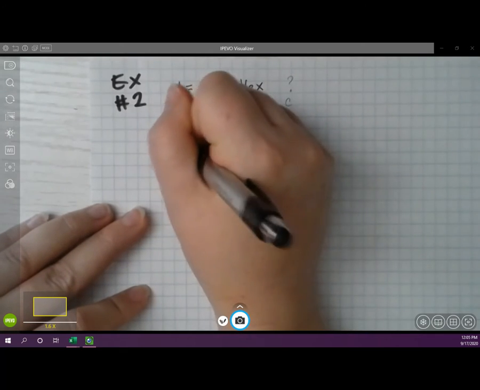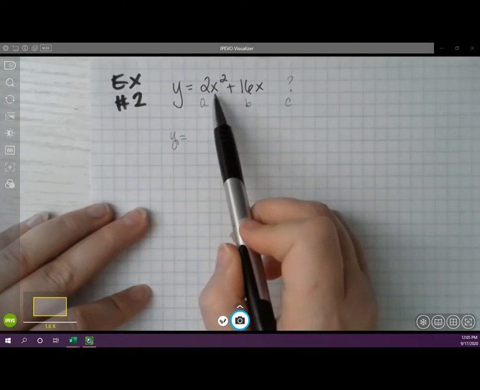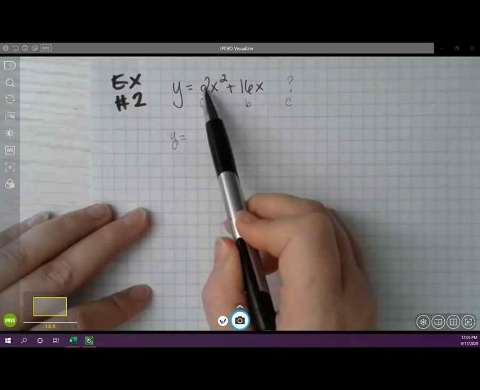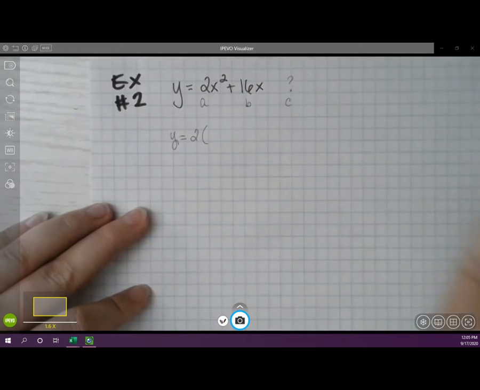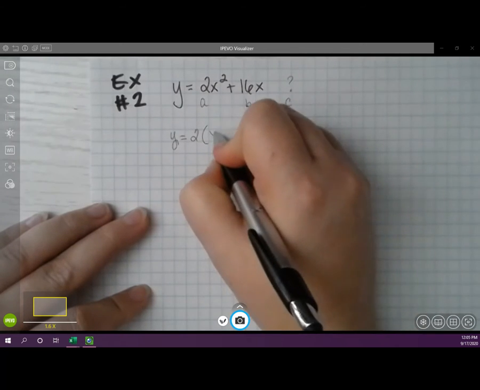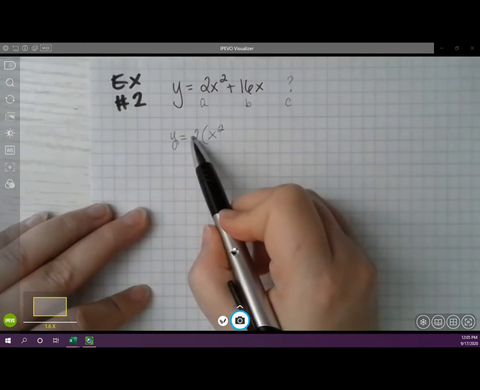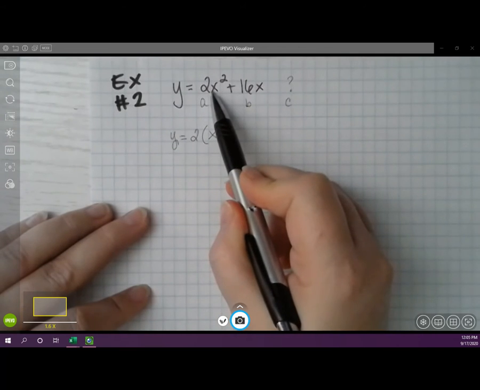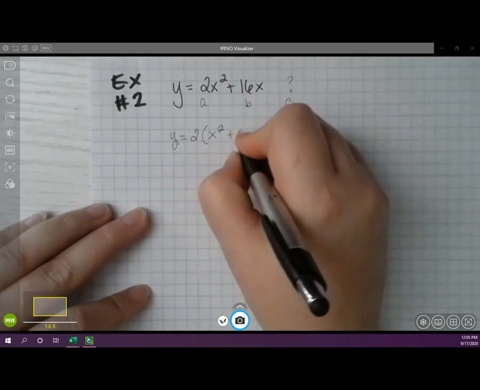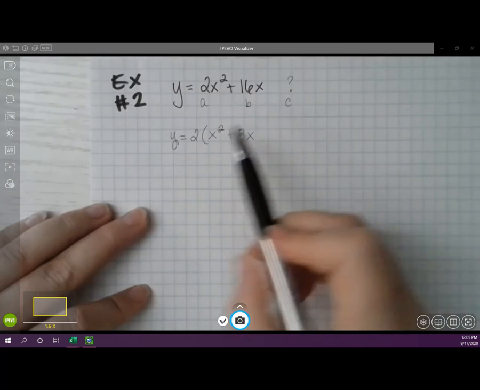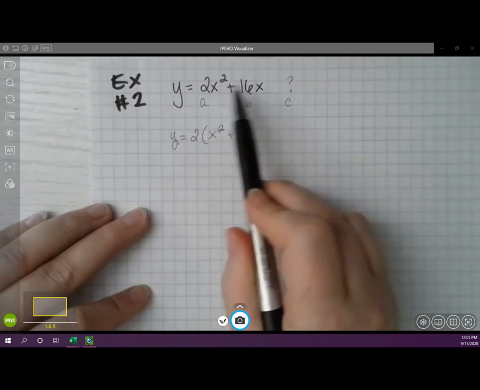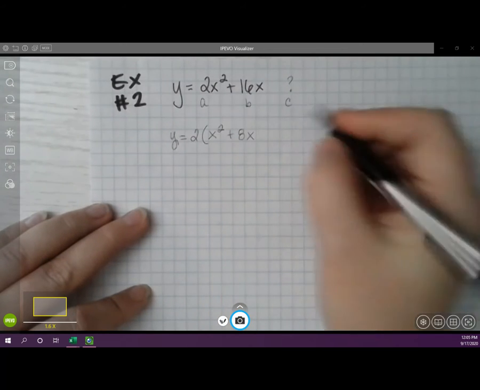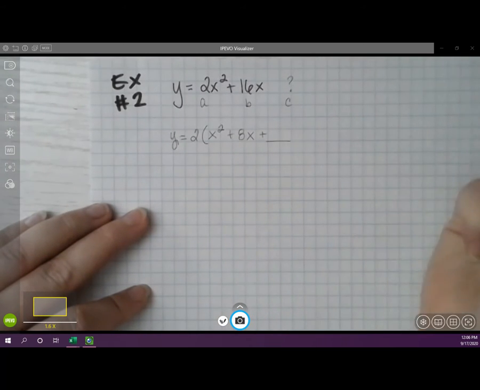I'm going to start out by writing y is equal to, and my goal is to get the x squared away from this number. So I'm going to take the 2 and put it out in front of the parentheses. I'm going to put x squared first because 2 times x squared gives me 2x squared. The next number is going to be a positive 8x because 2 times 8 is 16. So I'm taking the 2 out from both of these. I need to figure out what my last number is. I'm going to close the parentheses.